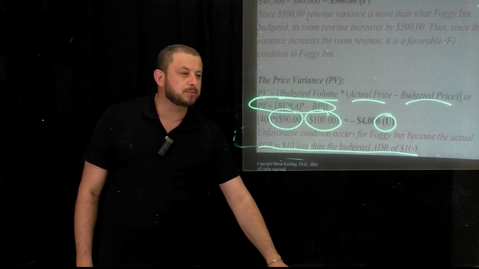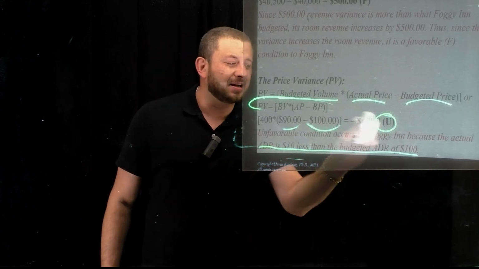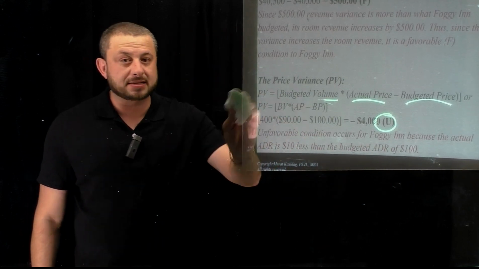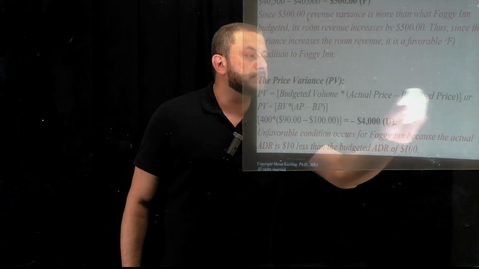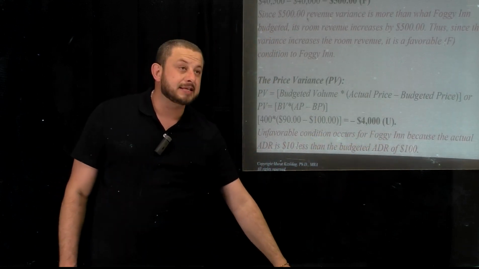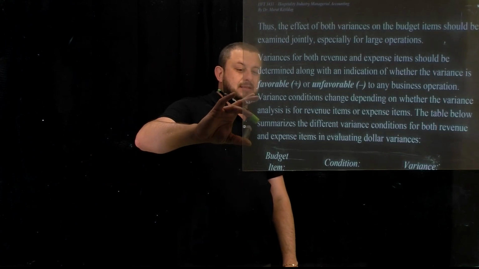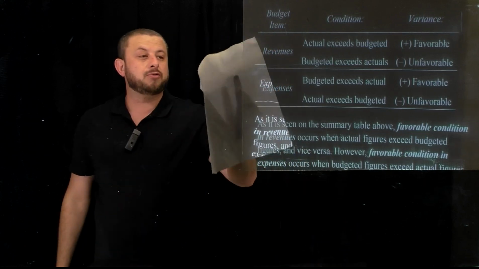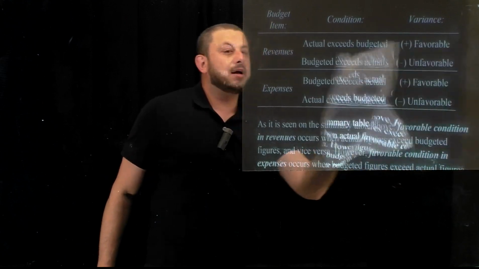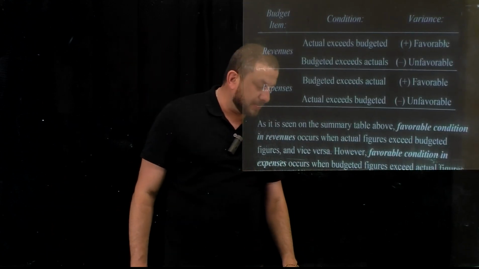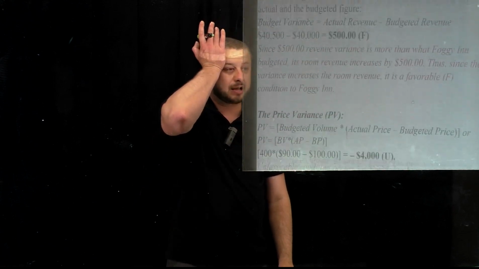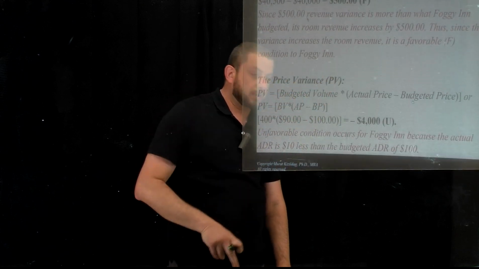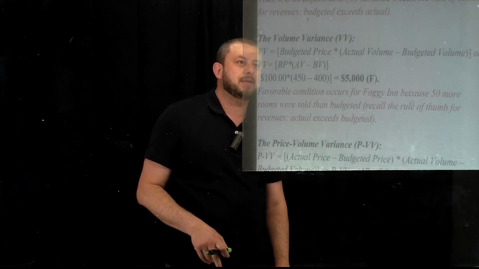This is how we're going to analyze the variances, and this is how we're going to interpret the results based on the produced numerical values, guys. So please make sure you do the same. How do I decide this? Again, I go back to my table. I'm going to understand the table and decide if there's a favorable or unfavorable condition for both revenues and expenses, based on this table right here. Please keep that in mind. So we calculated so far BV in the room revenue and PV in the room revenue. We still have to calculate VV and the PVV.